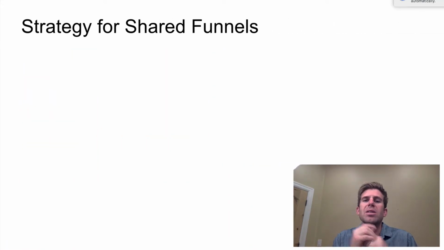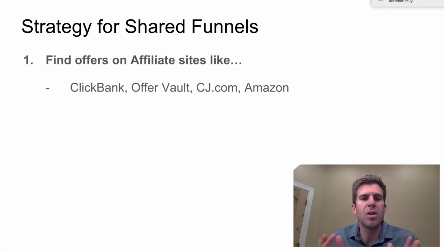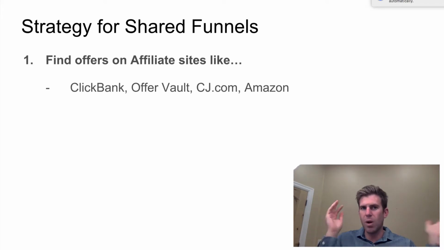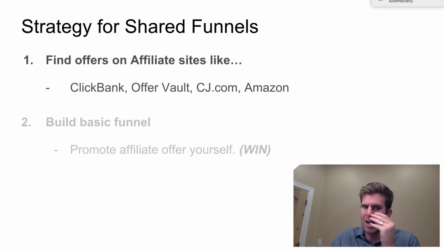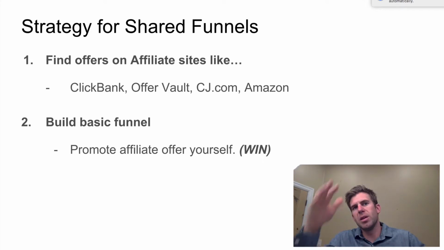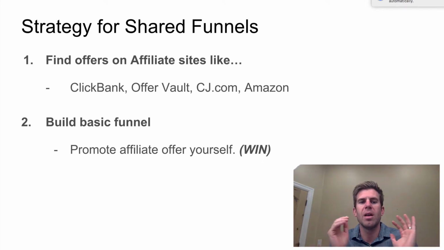Okay, now guys, here is a strategy for anyone that wants to make some money with shared funnels. Okay, so number one, find offers on affiliate sites like ClickBank, OfferVault, CJ, or Amazon, right? If you just go on there, look for offers, okay? Next, build a basic funnel for those offers and then promote the affiliate link yourself. Why would you do that? Well, you can make money, right? So if you're gonna get an affiliate link anyway, you need to build some sort of website to promote it, etc. That's one way to do it.